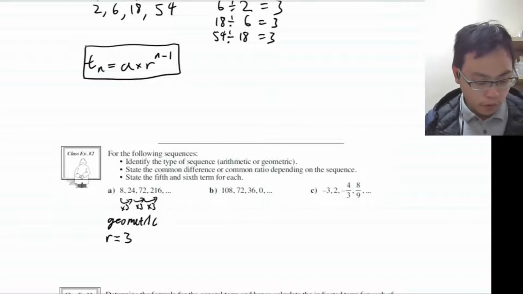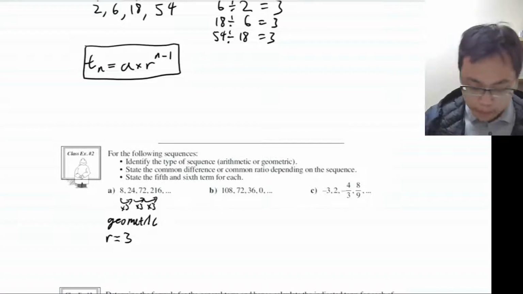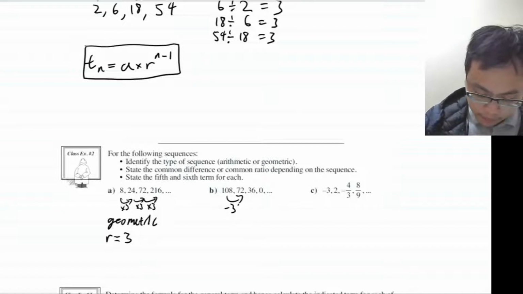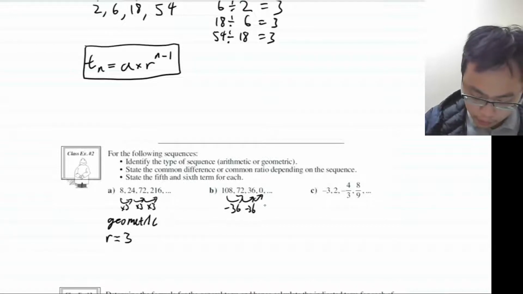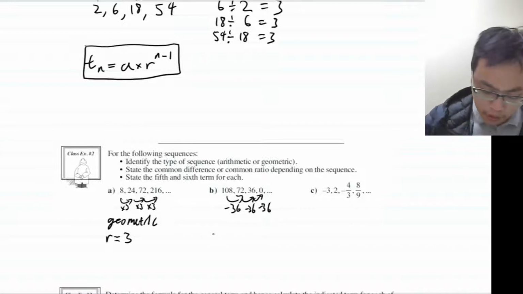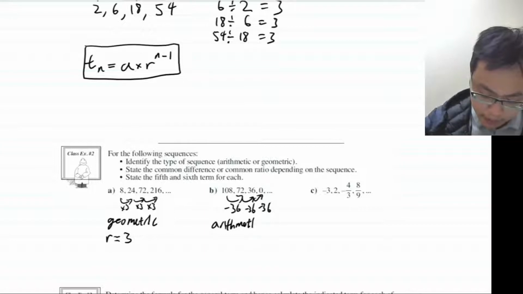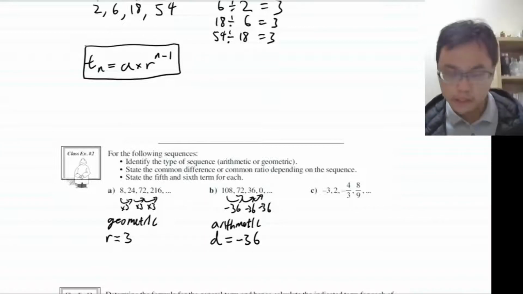108 to 72, so 72 minus 108 will give me minus 36. And then 72 to 36 is also minus 36. And then 36 to 0 is also minus 36. So I know that this is an arithmetic sequence. Arithmetic. And the common difference, D, is going to be minus 36.